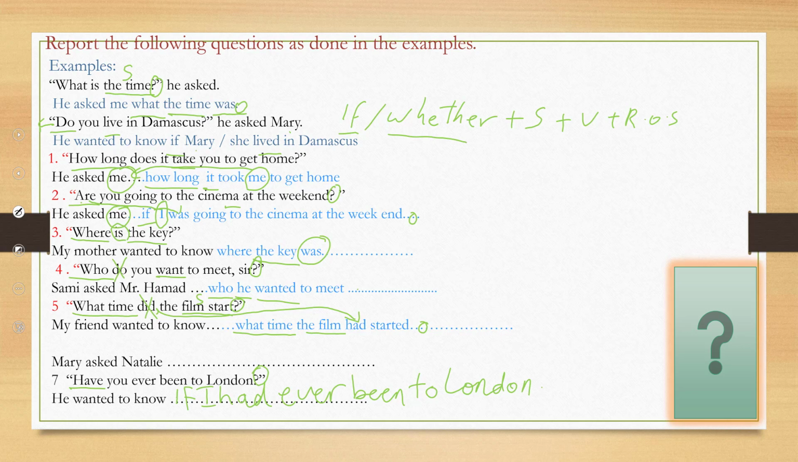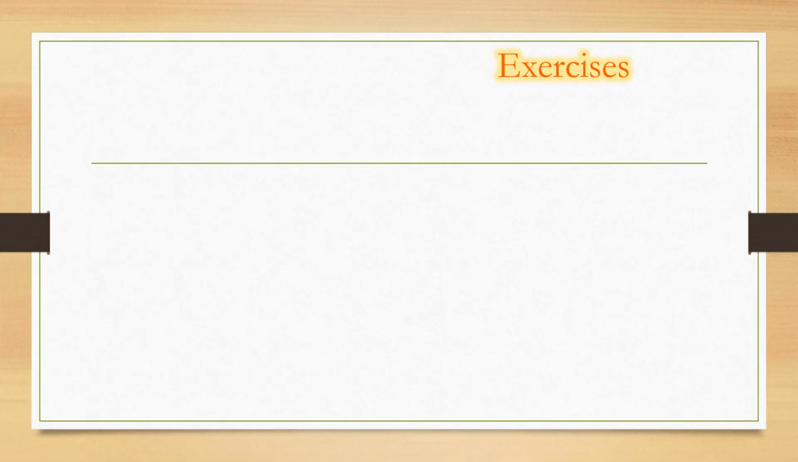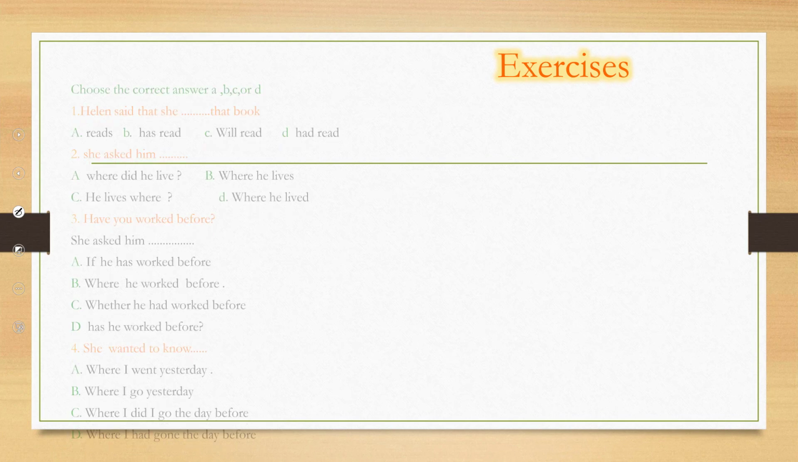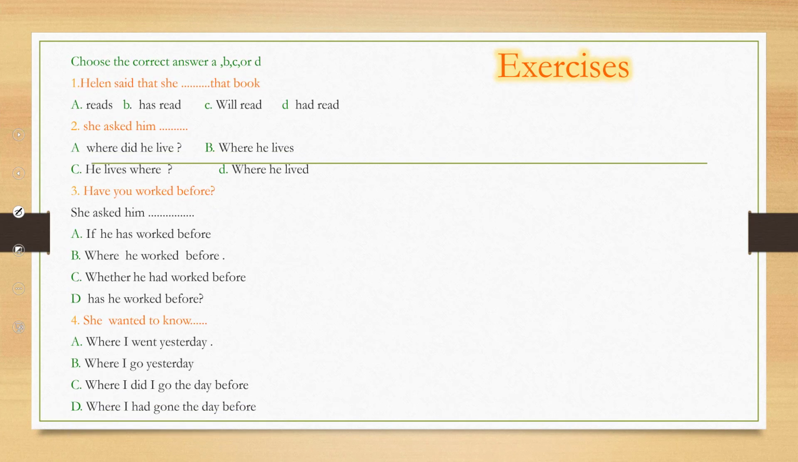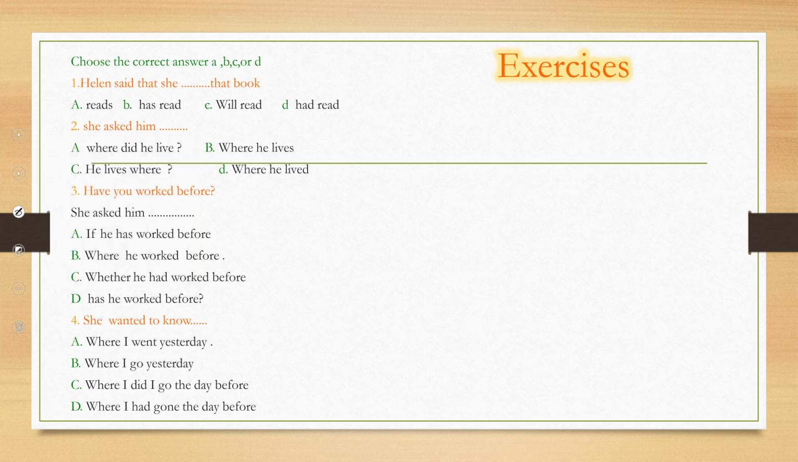This is the end of the reported question exercises. But here I have an exam question. We know that in the final exam we have multiple choice questions. How can I think of such types of questions? Look here. Helen said that she. Okay, Helen said that she. What should I choose here?